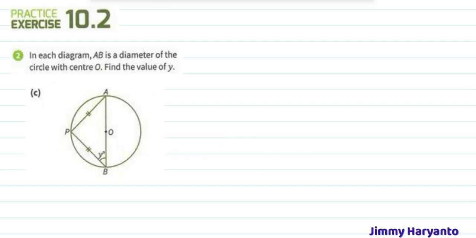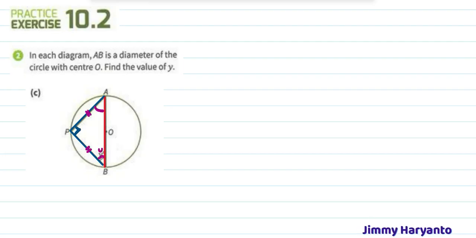Next is 2c. For 2c, still the same. We have diameters. That means the circumference angle will be 90 degree. So this one is 90 degree. And the question says this one is same length. That means the angle of this one also the same.